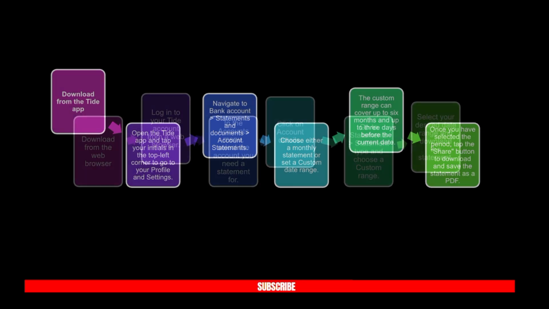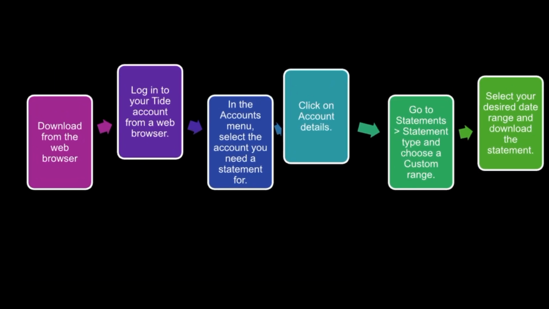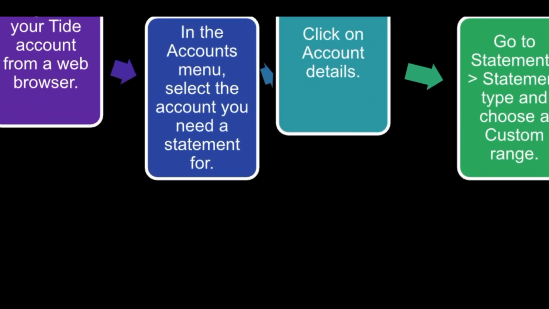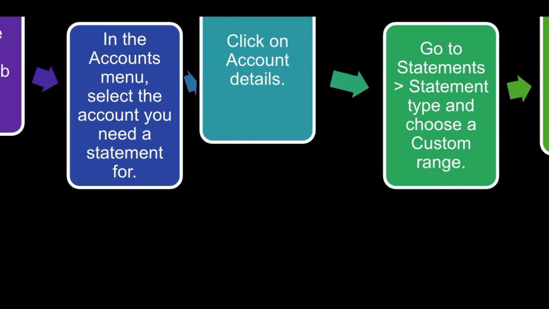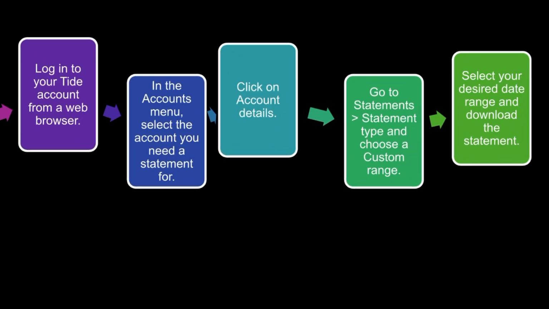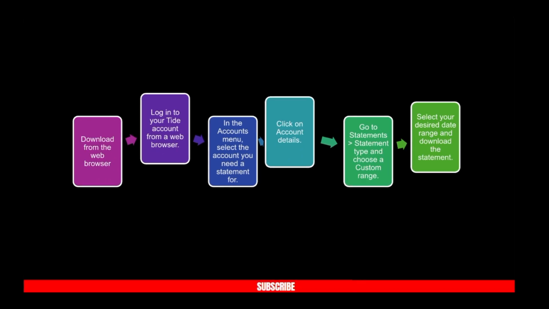You have one alternative method, and that is you can download from the web browser. From here, you can go to their website and you can log into your Tide account from a web browser. In the Accounts menu, select the account you need for a statement. Click on Account Details. Here, go to Statement section, choose a custom range and select your desired date range and download the statement.